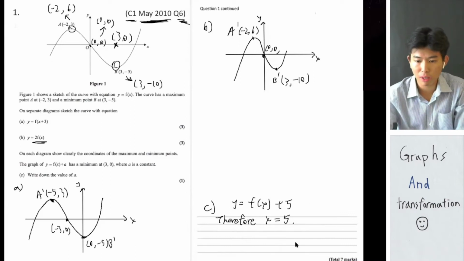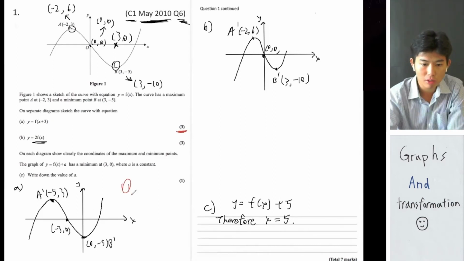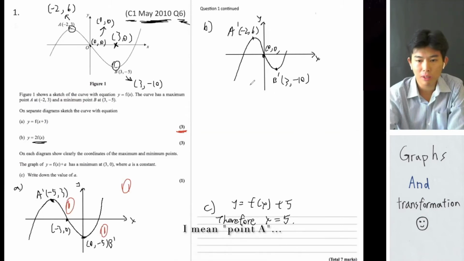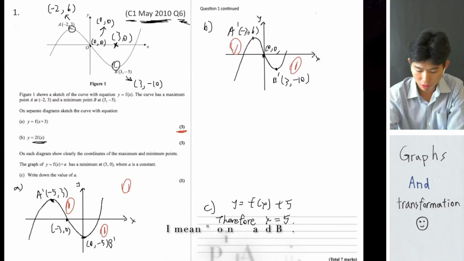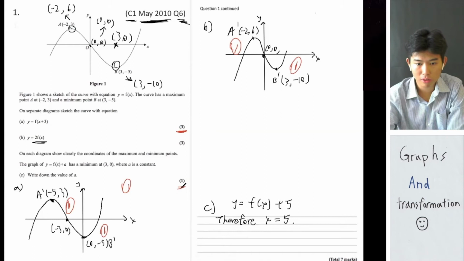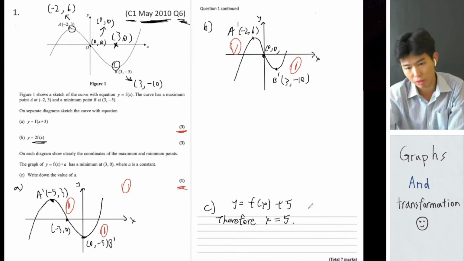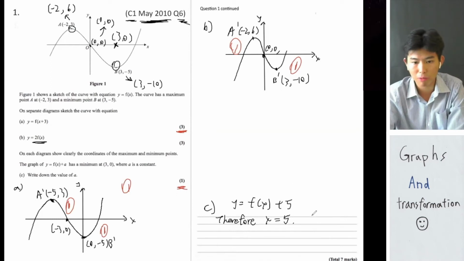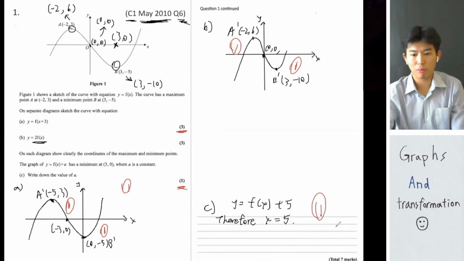Okay, let's do the marking now. For part A, it carries 3 marks. So I think 1 mark is for the method, 1 mark is for the correct point B, and another mark is for the correct point C. And for part B, I guess 1 mark is for the method, 1 mark is for the correct point B, and 1 mark is for the correct point C. And for part C, there's only 1 mark. So basically, if you get the answer right, you will get the 1 mark. If you don't, you will probably lose the 1 mark.